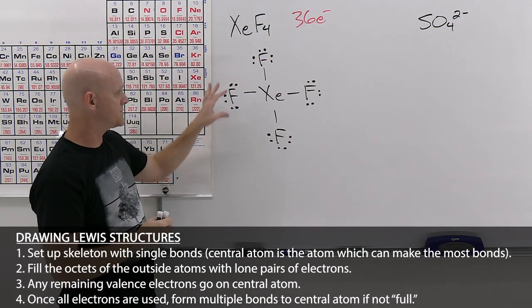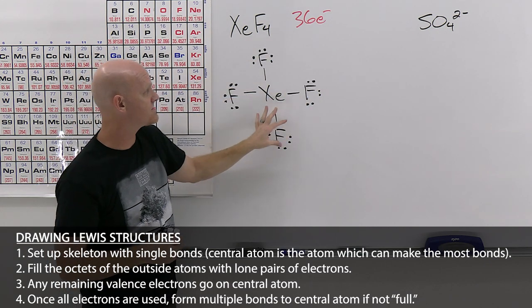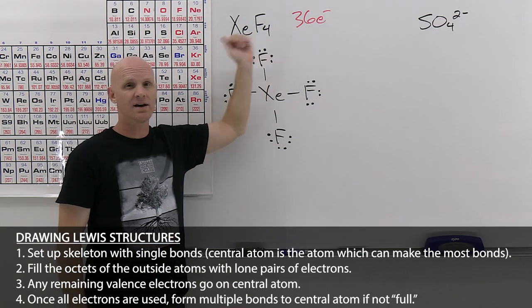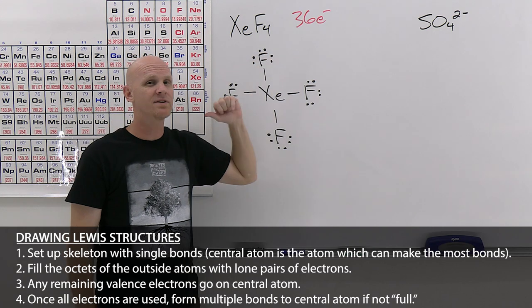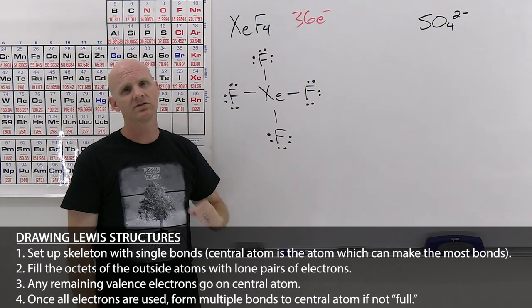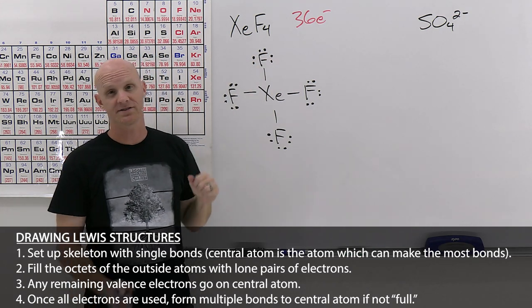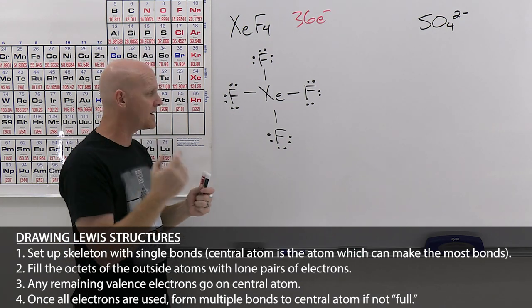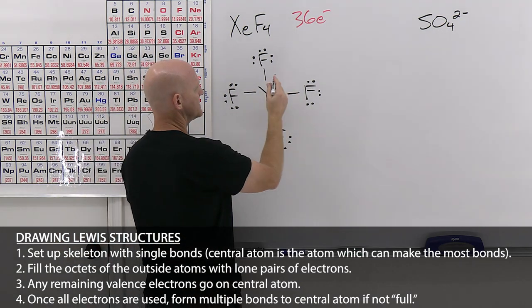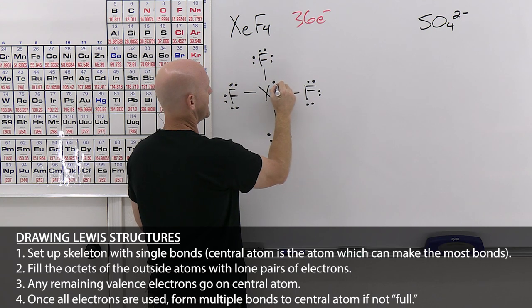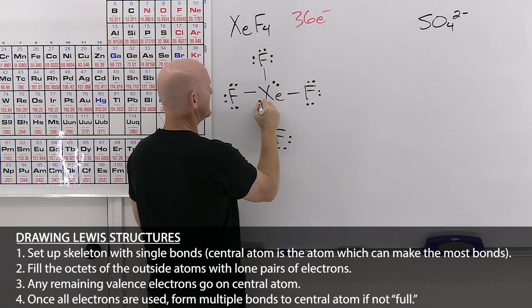Cool. And at this point, we've used 8, 16, 24, 32. We have 4 electrons left. And once you fill up the outside, if you have any electrons left over, they always go on the central atom in pairs. And since we got 4 left, that means we got to add 2 pairs. And you just got to put them on 2 of the diagonals.